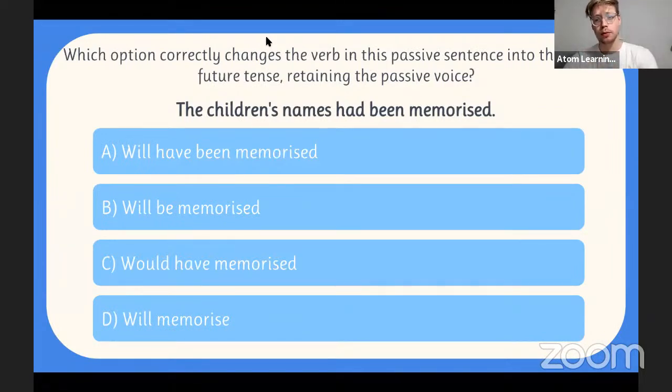Oh, loathsome. Lovely antonym for delightful.